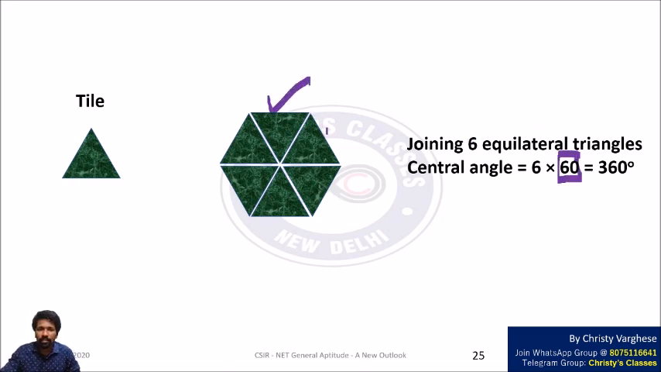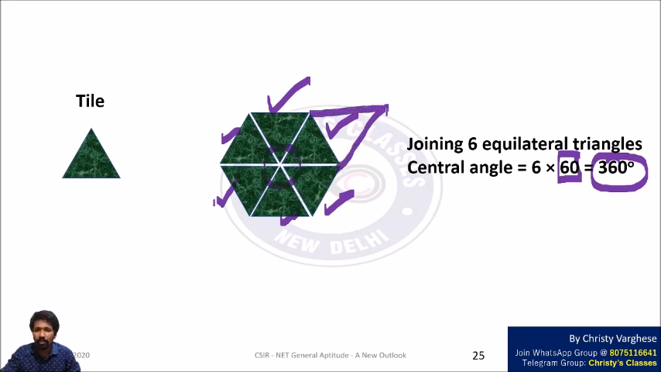If you arrange 6 equilateral triangles like this, you can cover a region without any gap in between, because 60 plus 60 plus 60 plus 60 plus 60 plus 60, 6 into 60, is 360 degrees. That central angle of 360 degrees should be covered. Obviously this will be repeated. I am just taking one sample of it and showing you. This will be repeated like this. This will also be 360.